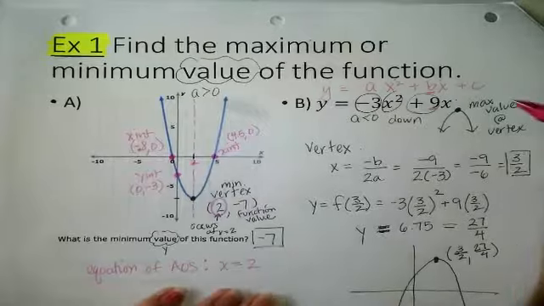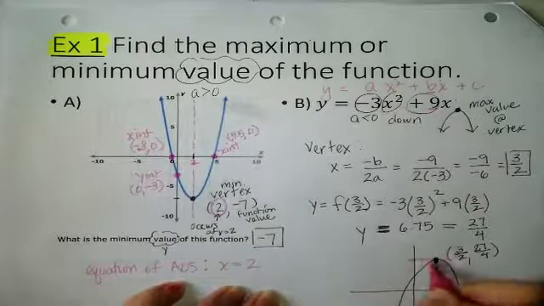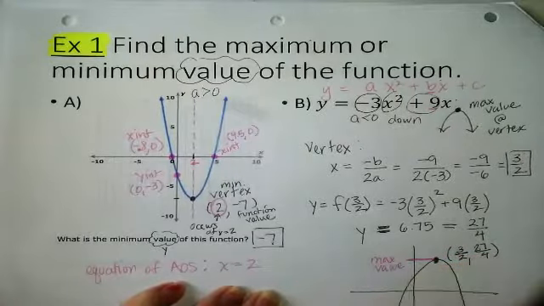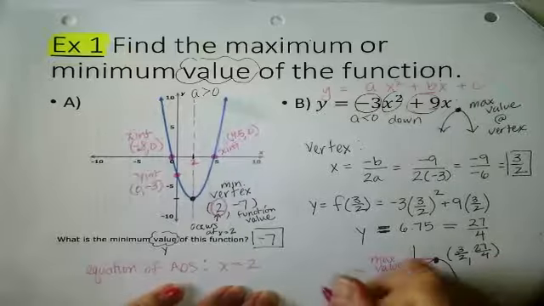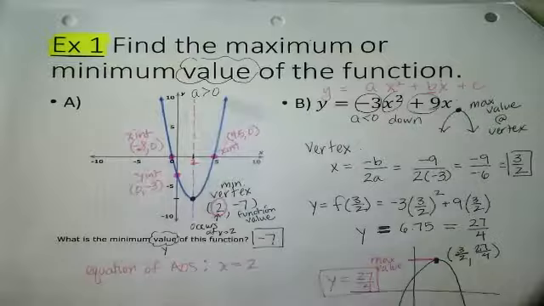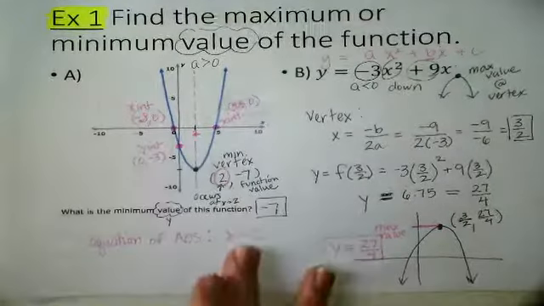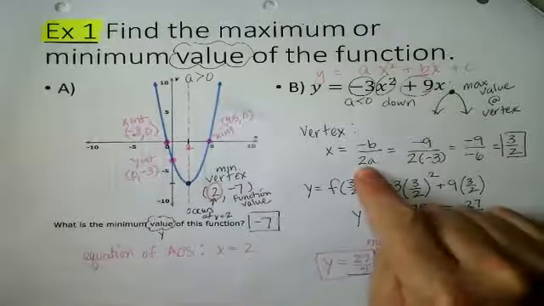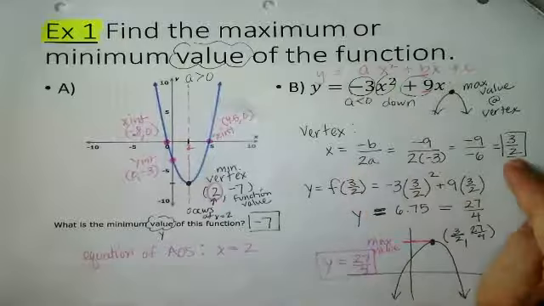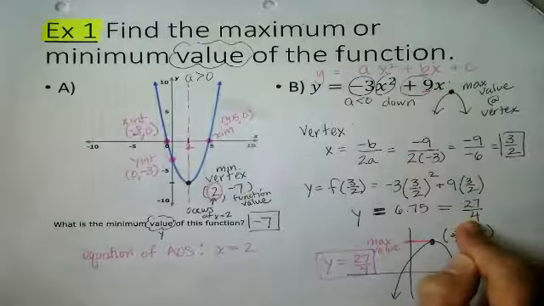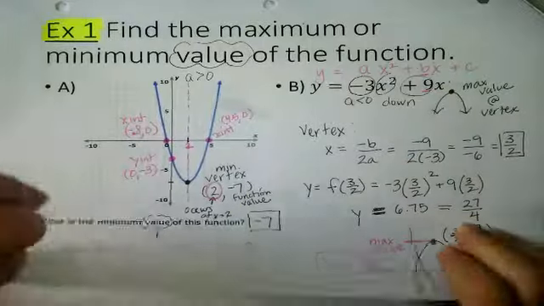So the maximum value is that y coordinate. So this is the maximum value: y equals 27/4. So that's what they're asking for. You'd want to make sure that you're answering the question that is asked. All right, so to find the vertex, we use our lovely little formula, -b over 2a. That gives you the x value, and you just plug it back in to figure out the corresponding y value. We're going to get some more practice with that. Here we go.